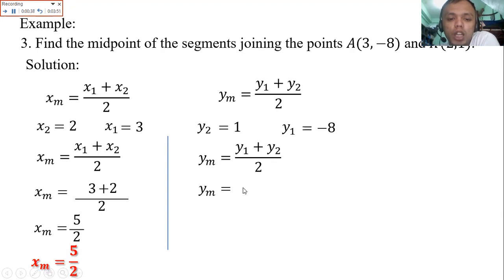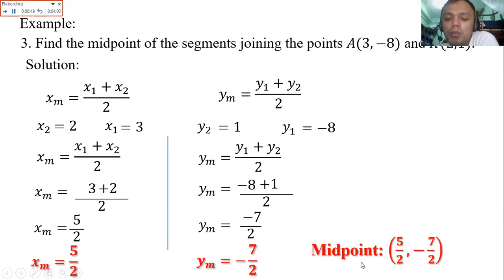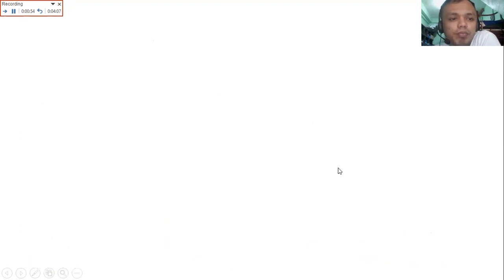Substitute, magiging -8 plus 1 over by 2. -8 plus 1, that is equal to -7 over by 2. Then your y sub m is -7 halves. Therefore, the midpoint is 5 halves and -7 halves. Ay, ganun lang kadali, no?